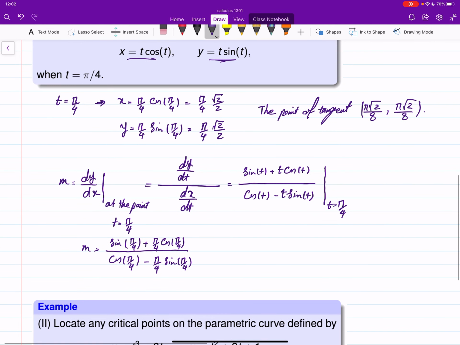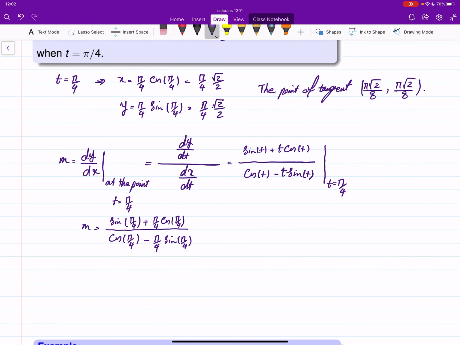Okay, so let me push that example a little bit lower, and while the values here are all known: root 2 over 2 plus pi over 4 times root 2 over 2, over root 2 over 2 minus pi over 4 root 2 over 2. You can factor out root 2 over 2s from numerator and denominator and simplify them. We can go one more step, find the common denominator 4 in both numerator and denominator and cancel them, and this will give me the slope.